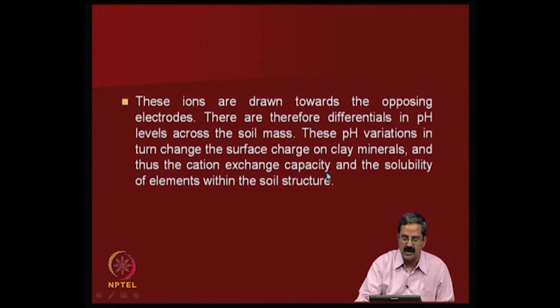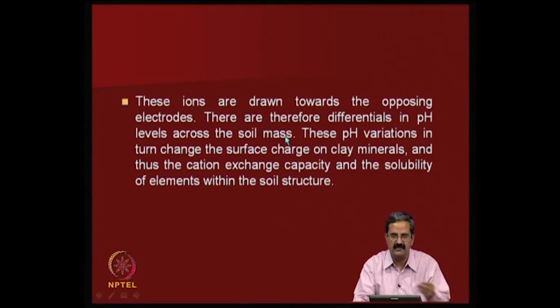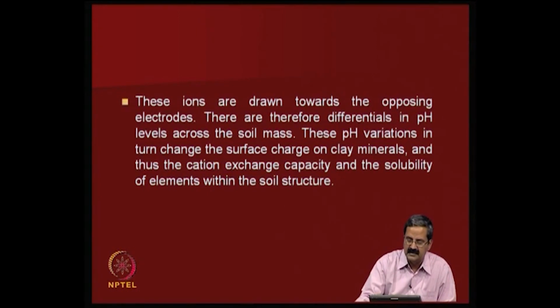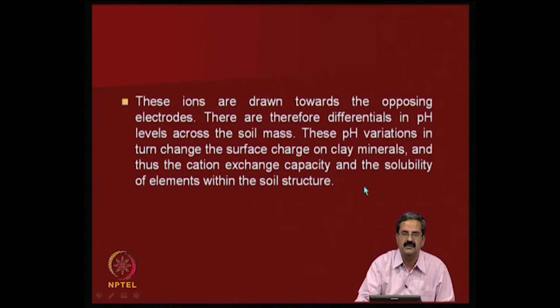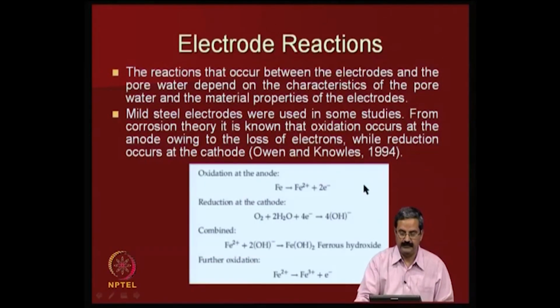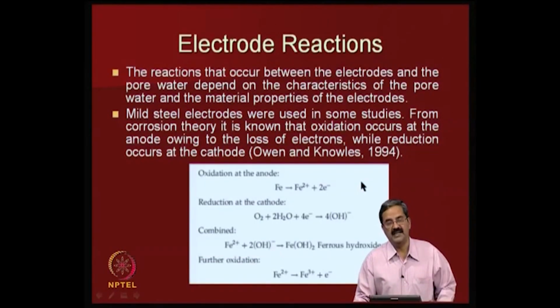All that gets altered. Because of these changes, when the migration of ions takes place from anode to cathode and cathode to anode, whether hydroxyl ions or hydrogen ions, there is a change in the soil structure itself. That leads, in fact, to a somewhat stronger condition here. So, that is within the soil.